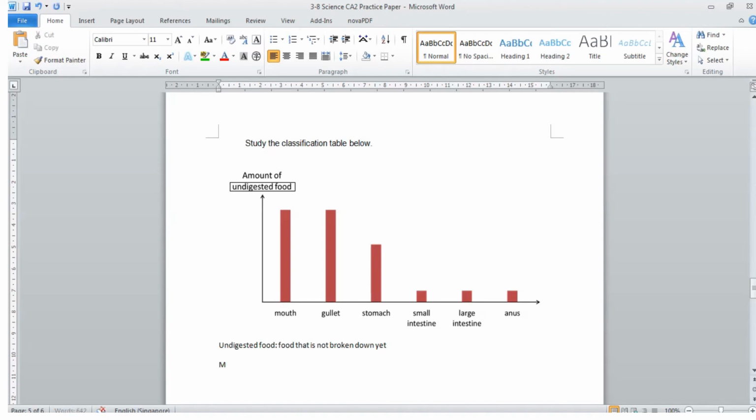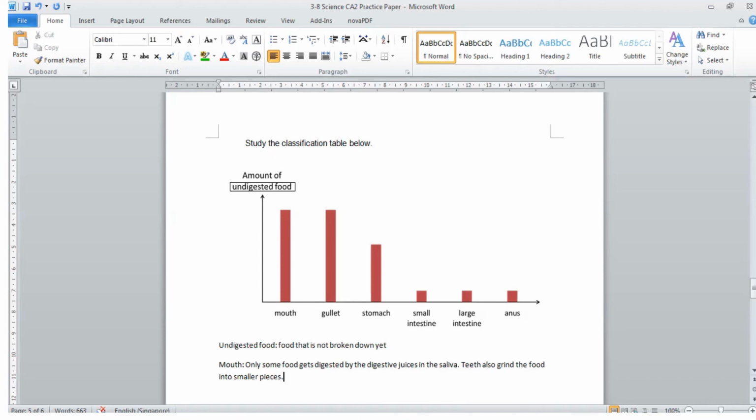So let me just write it down. The mouth, we say that only some food gets digested by the digestive juices in the saliva, and your teeth also break the food, also grind the food into smaller pieces. Okay, so that is the mouth. So only some of the food gets digested.